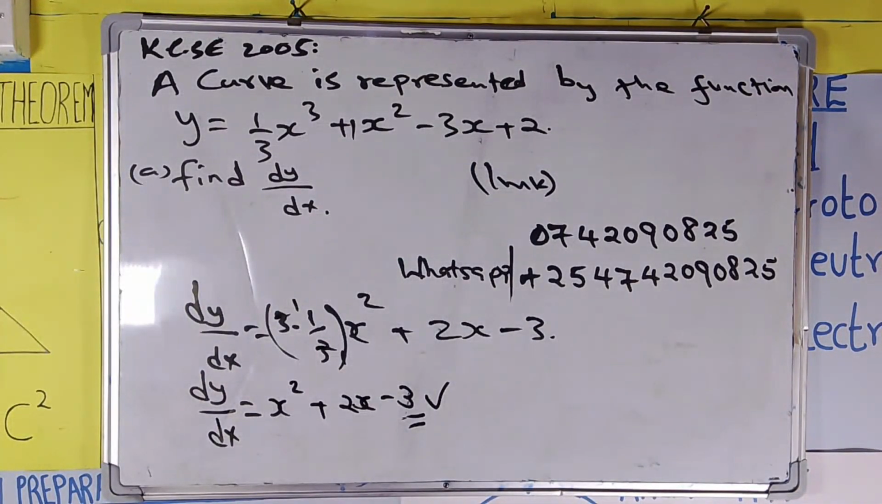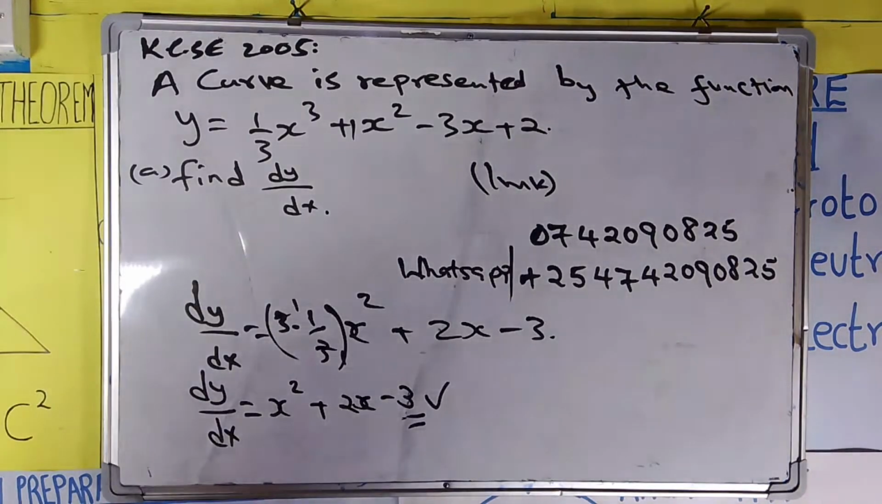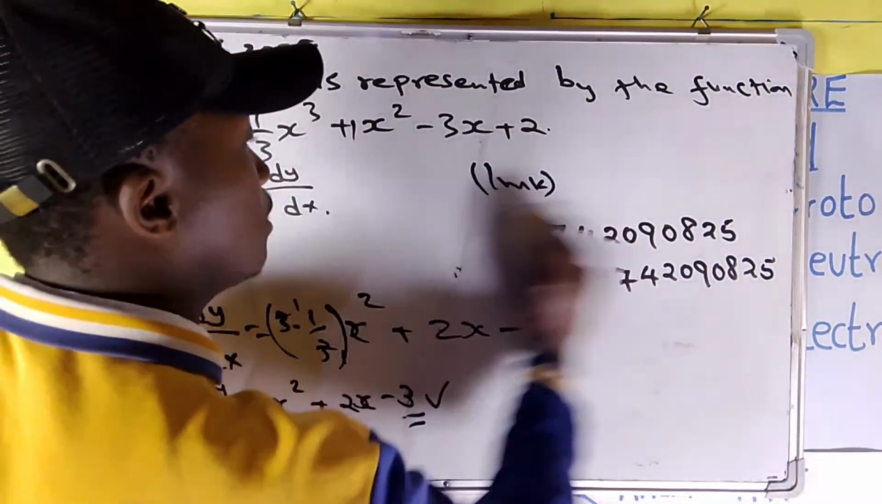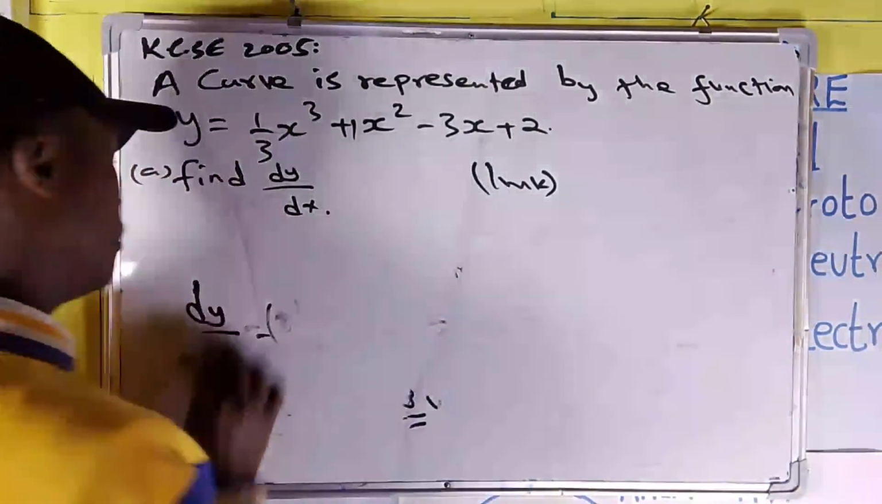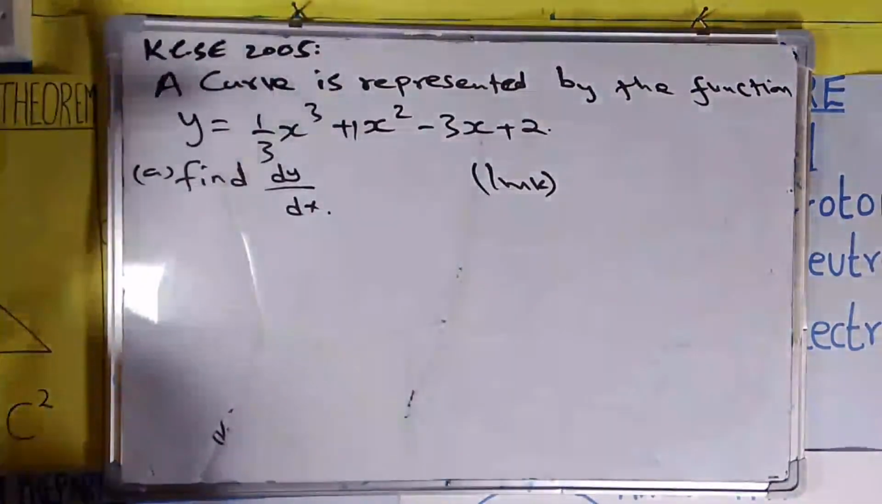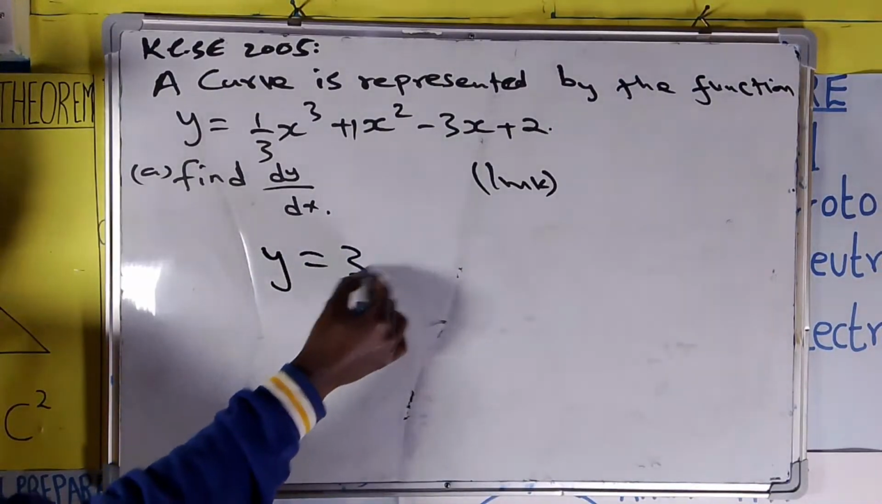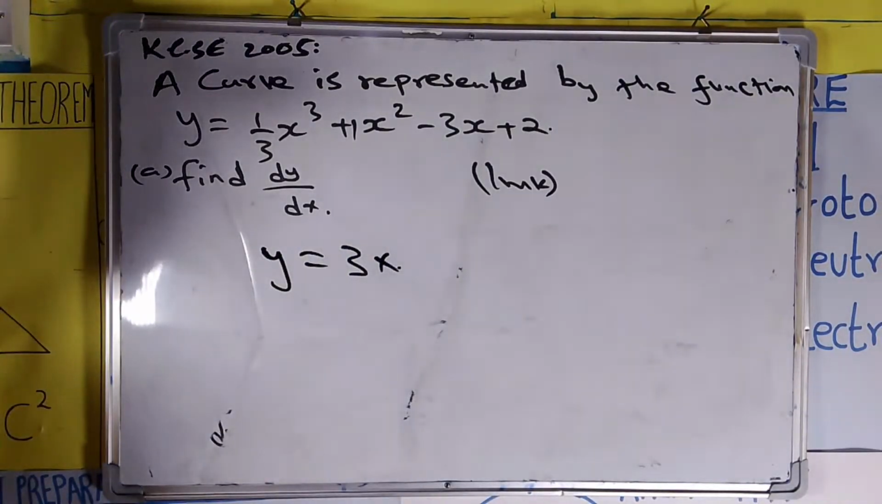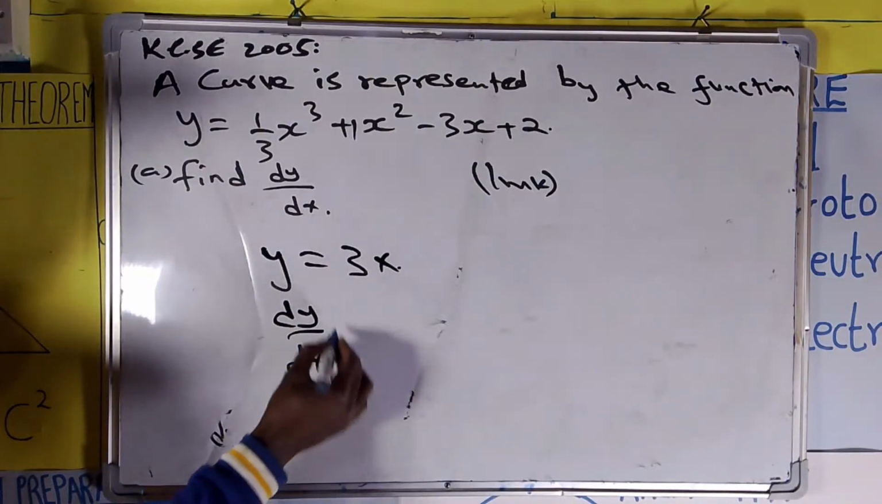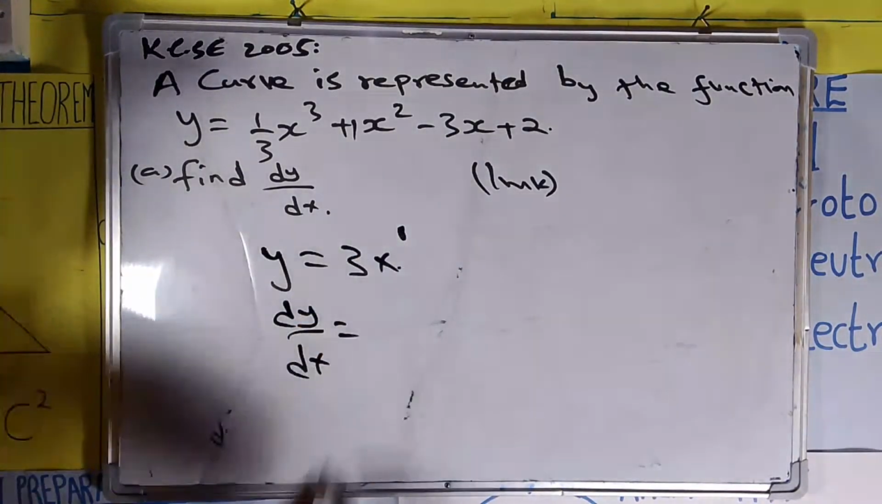X squared plus 2x minus 3, not minus 3x. Not minus 3x, and I've already explained that. I want you to understand that 3x itself, so kama uko na 3x uambiwe udifferentiate 3x peke yake, inafaa iwe dy over dx. Unafaa uweke kila kitu, include your 1 hapo.